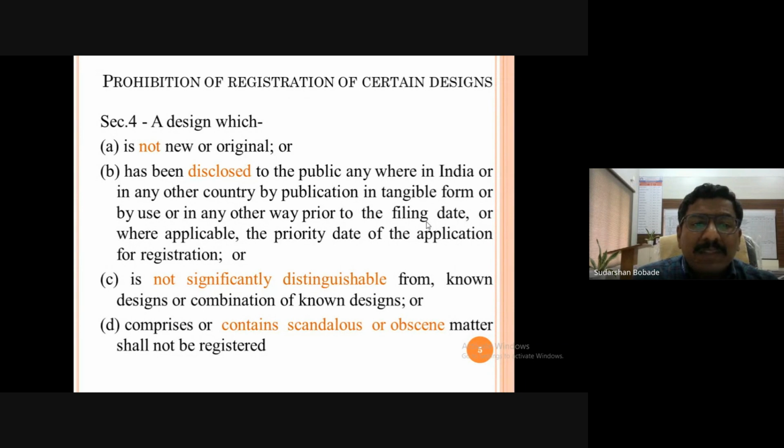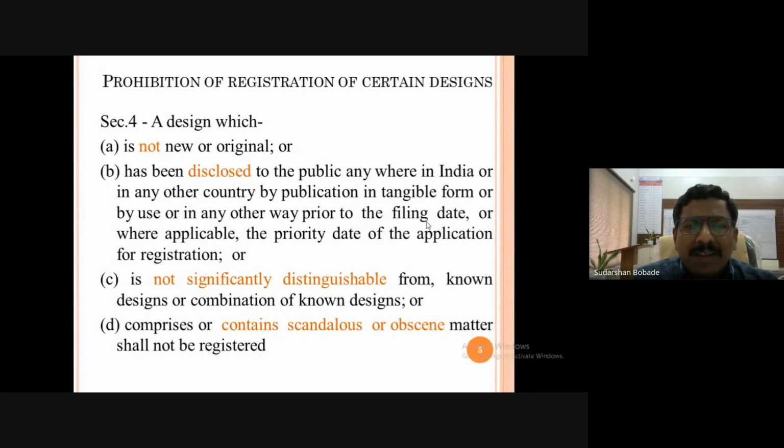And that is nothing but the concern related to the disclosure. Many a times, without having the proper IP rights, that particular items or articles, objects are available in society. And if they are available in the tangible form, that means we are not able to claim the design for that. Secondly, not significantly distinguishable.